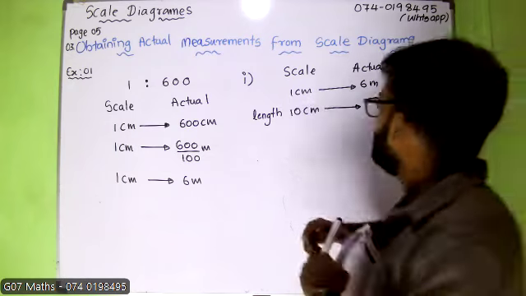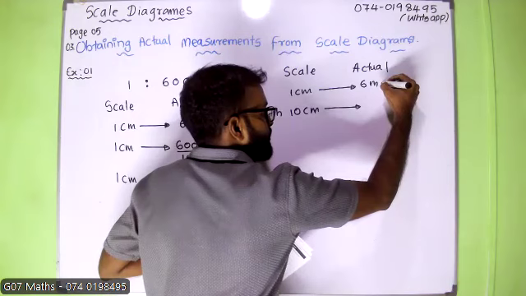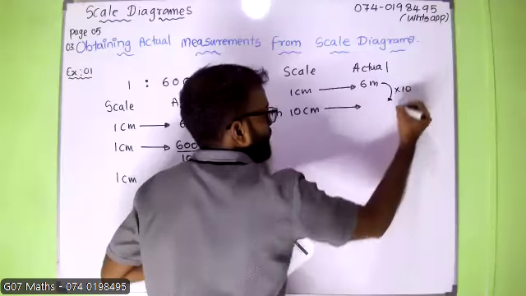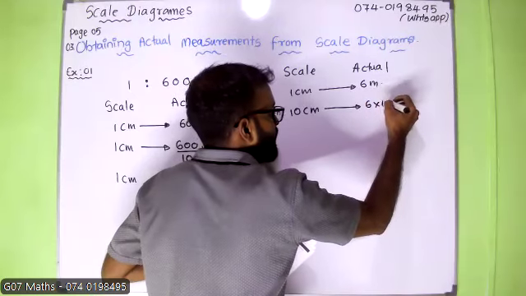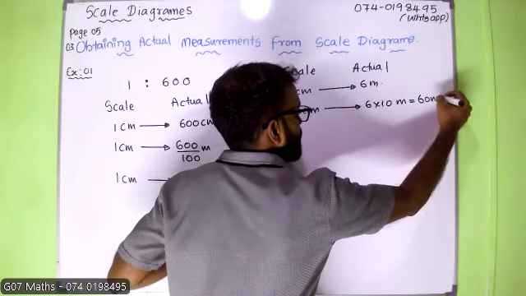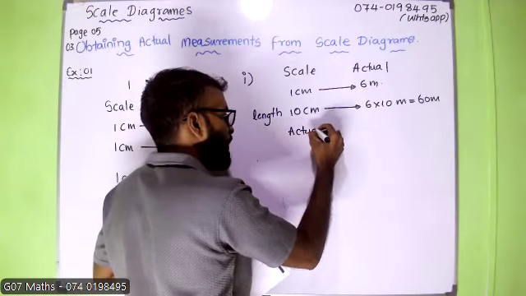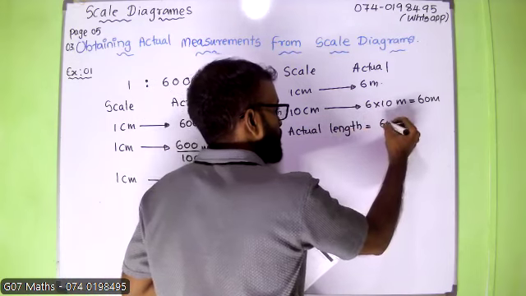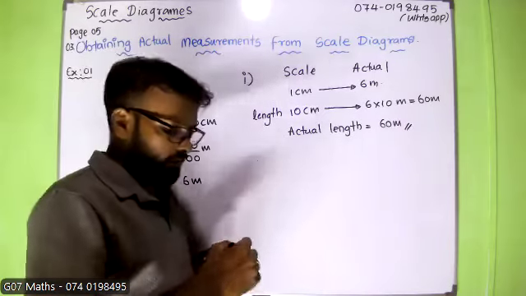Multiply by 10. So if you want to find this actual length, you have to multiply this by 10. Or you can write it this way, 6 multiplied by 10 meters. So finally you will get 60 meters. So the actual length is 60 meters. You can do the same thing for the actual width of the floor.